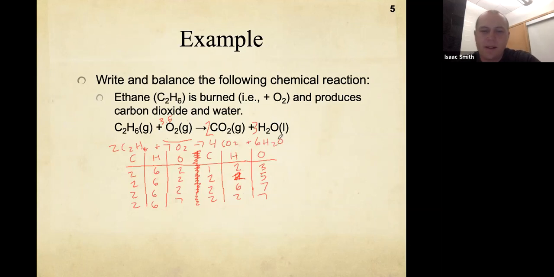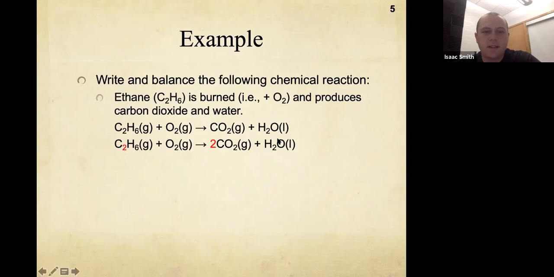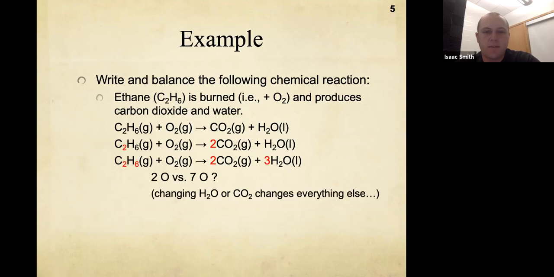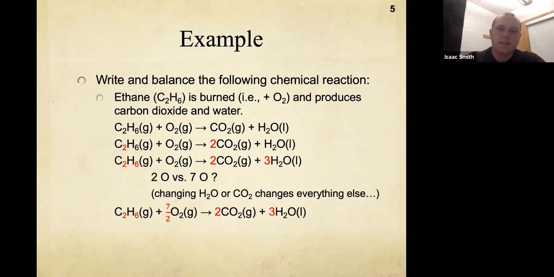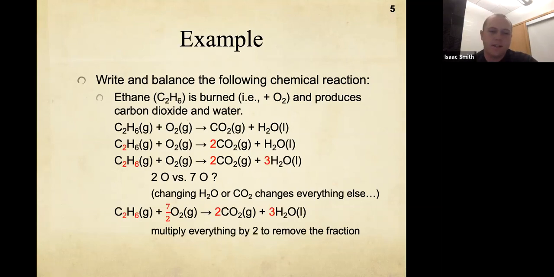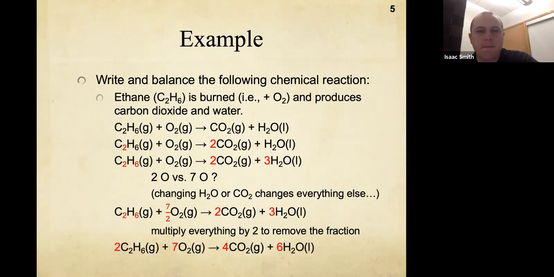Okay, so that's how I would balance this. I'm going to back it up just so we can see how the PowerPoint will walk through it for us. Yep, put the 2 in front of the carbon dioxide, 3 in front of water, and then 7 over 2, or 3.5, and then multiply everything by 2. Okay. Hopefully you've got some good practice balancing those from the homework.